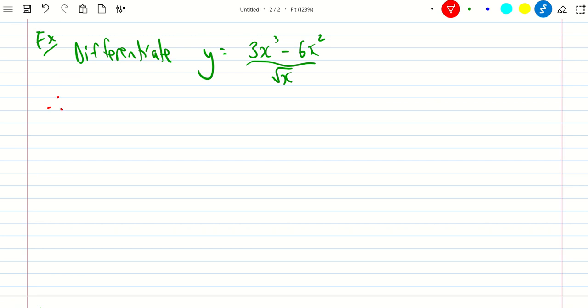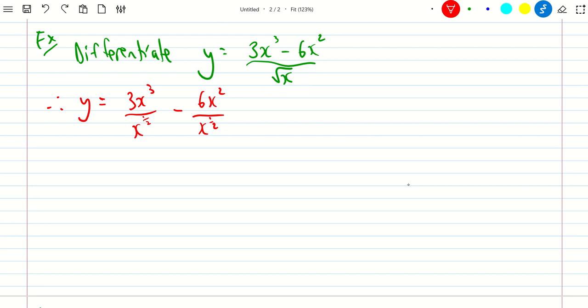Again, this is written in a different way. We've got root x on the bottom, so I'm going to divide through by that root x to get it in a nicer sort of fraction. I'm going to write this as 3x cubed over, and I'm going to rewrite root x as x to the power half, minus 6x squared over x to the power half. I've just divided each part by x to the power half.